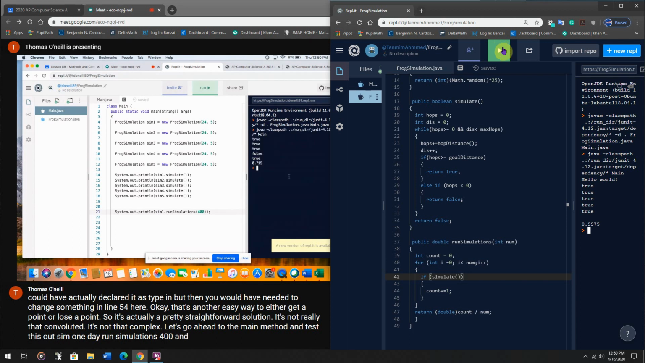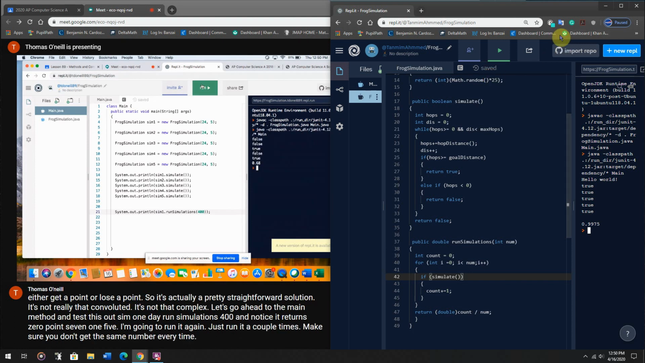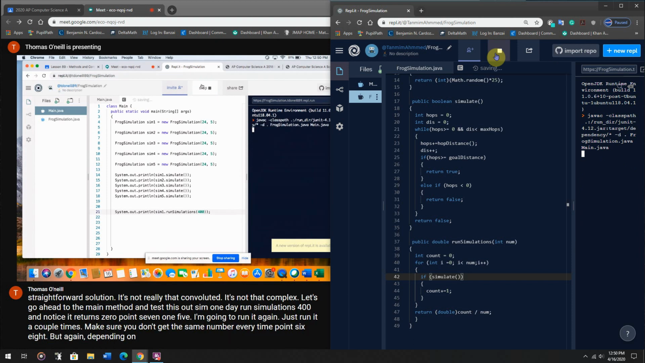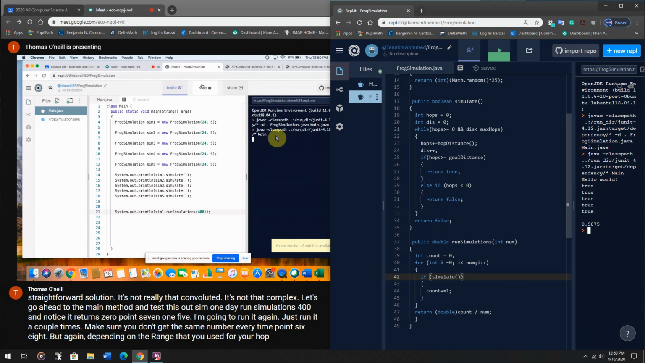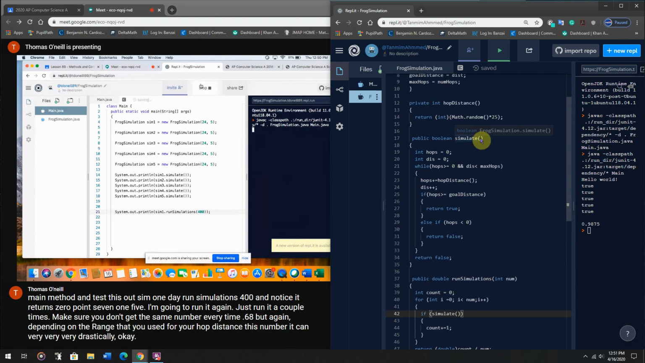And notice it returned 0.715. I'm going to run it again. Just run it a couple times. Make sure you don't get the same number every time. 0.68. But again, depending on the range that you used for your hop distance, this number can vary very drastically, okay? And I'll go ahead and illustrate that in a few minutes as well.